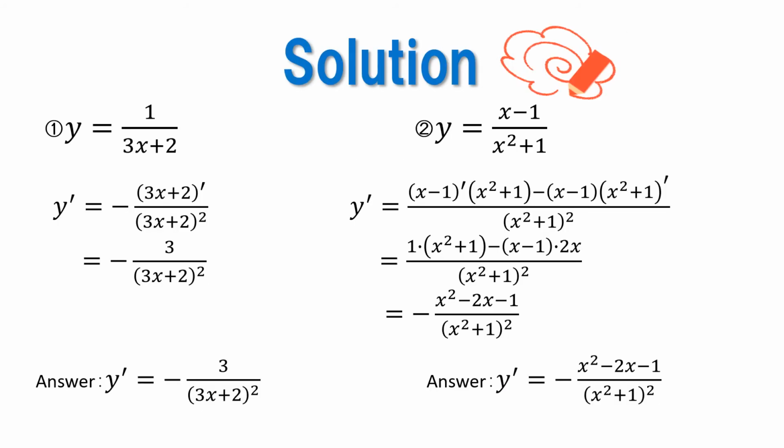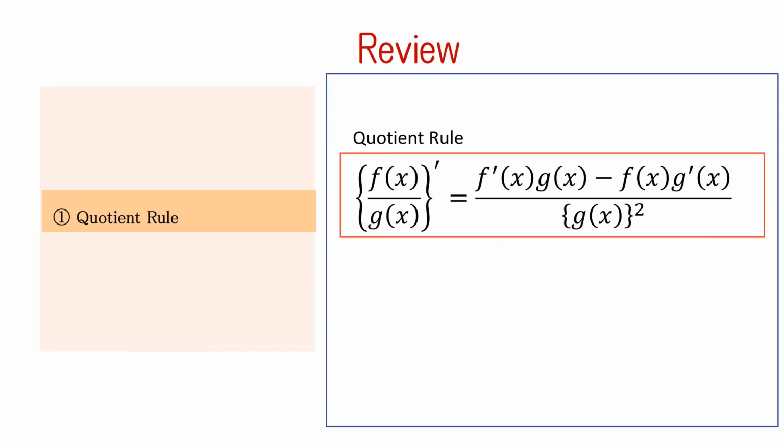For number 1, using the quotient rule, we get y prime equals negative 3 over parentheses 3x plus 2 parentheses to the power of 2. For number 2, using the quotient rule once again, we get y prime equals negative x squared minus 2x minus 1 over parentheses x squared plus 1 parentheses to the power of 2. Were you able to answer both questions correctly?